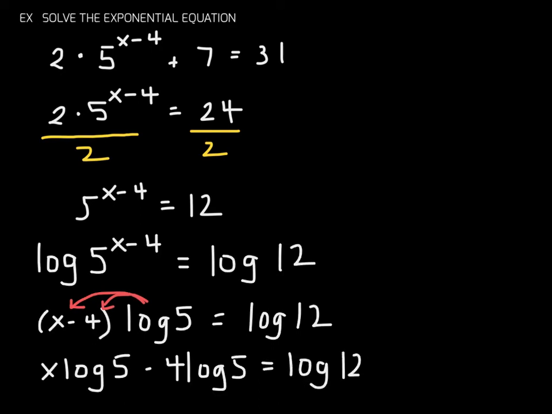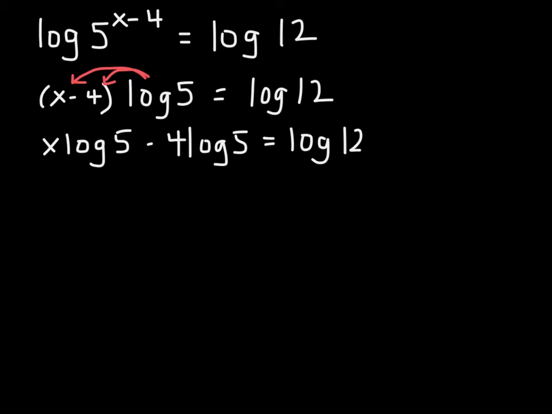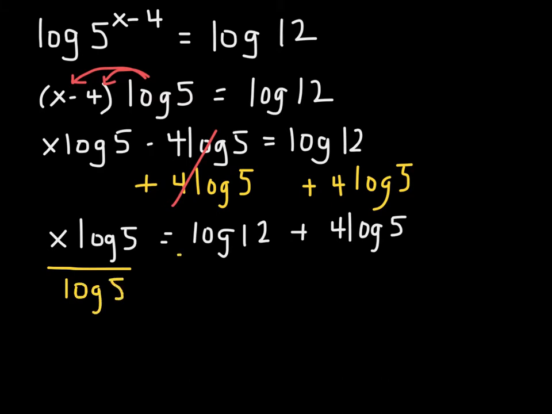I'm going to move this screen up. Notice that this term doesn't have a variable; this one does, so this is a variable term and this one's a constant term. So let's add it to the right-hand side. I'm going to add 4 times log 5 to both sides. That cancels, and on the left side, we have just x times log 5. On the right, I have log 12 plus 4 times log 5. Then just divide both sides by log 5. That's a number.